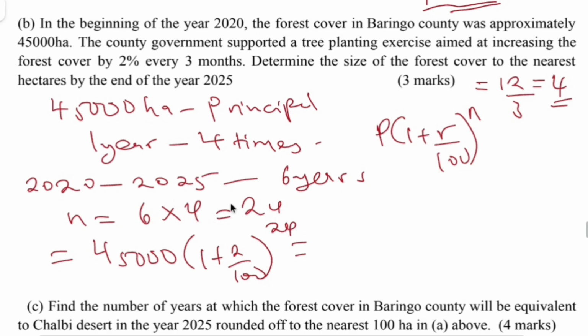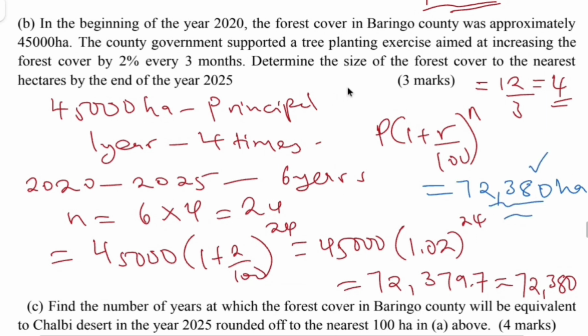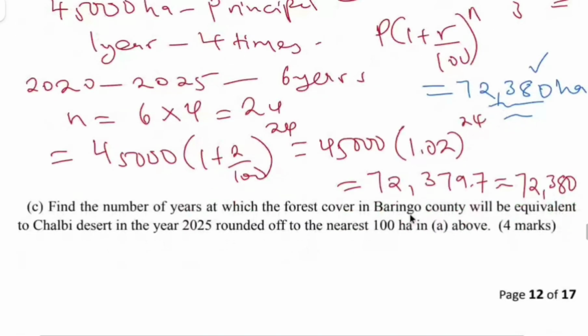Sawa, so just take 45,000 multiply by 1.02 power 24. What's the answer that you'll get? 1.02 power 24 times 45,000 is equal to 72,379.6, but you've been told to the nearest hectare, so itakuwa ni 72,380. So let me just write it here with a blue pen. So itakuwa answer 72,380 hectares. So tayari you have how many marks? Another 3 marks. Haya, tuendelee question C.